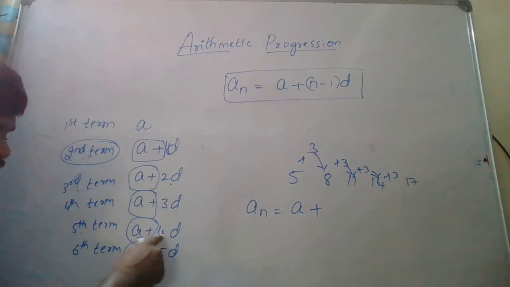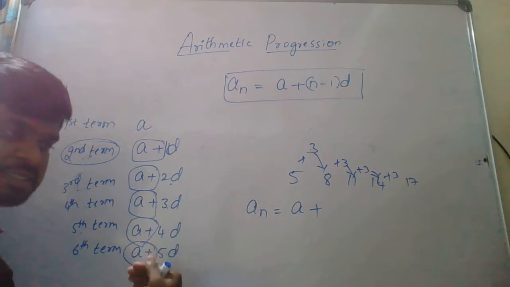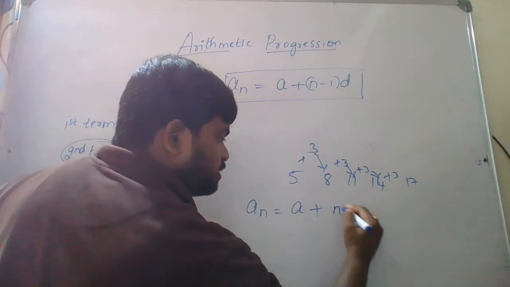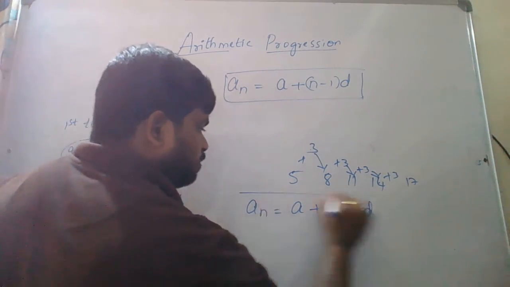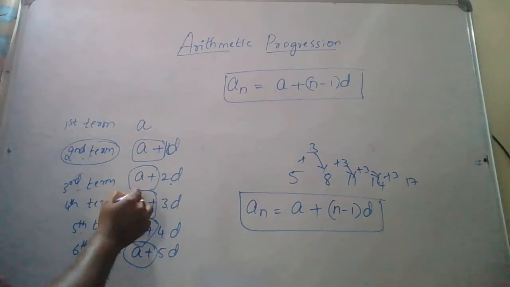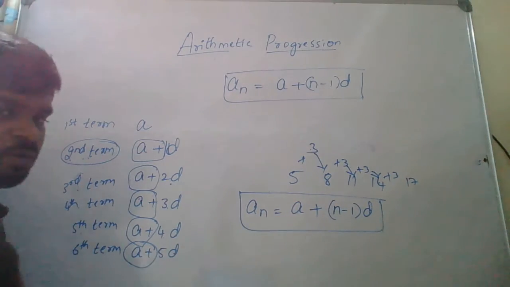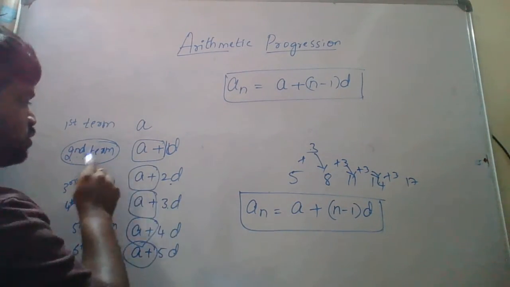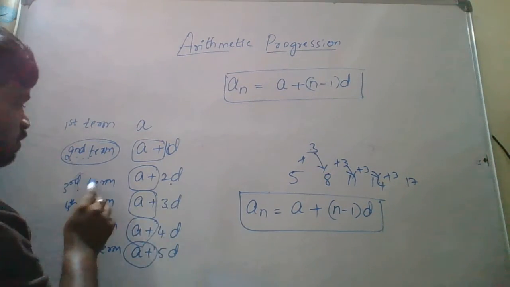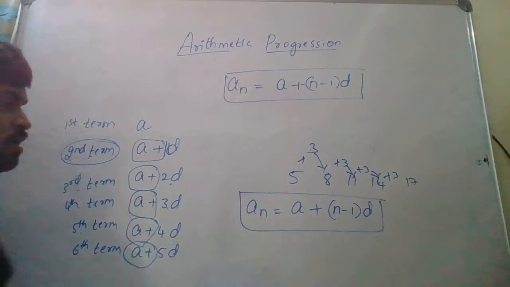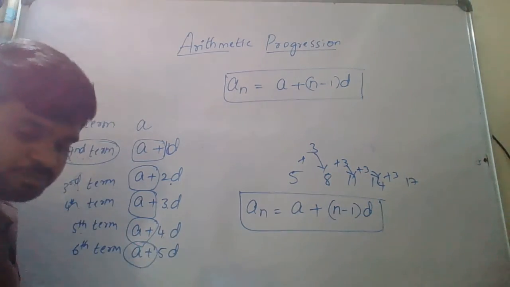If it is fifth position, 4d. Sixth position, 5d. Seventh position, 6d. If it is in nth position, 1 less. So it is n minus 1 d. That's it. So in each place you got this a plus. A is added to something. What is it added to? If it is second term, 1 less, 2 minus 1 is 1, 1d. Third term, 2d. If it is 10th term, 9d. Okay. So that's how you got the formula.